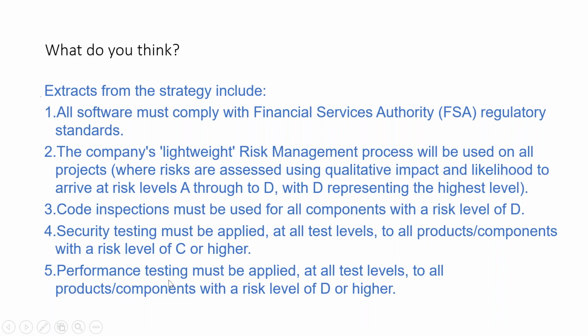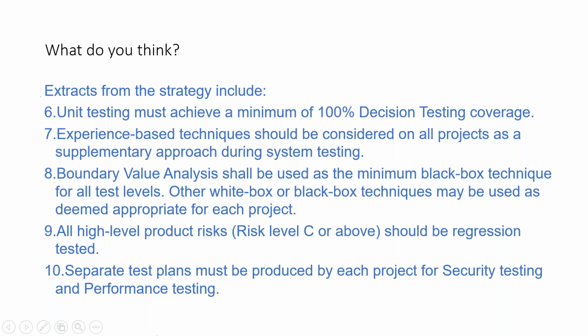Then for performance testing, the strategy says performance testing must be applied at all test levels to all products and components with a risk level of D or higher. So anything D, anyway there is no higher, for components or test levels, performance testing has to be planned and done. That is what they said. So C and D for security testing, D for performance testing, and again regulatory things. These are the 5 we have talked about, but more things are there in the test strategy. That's why it takes time.